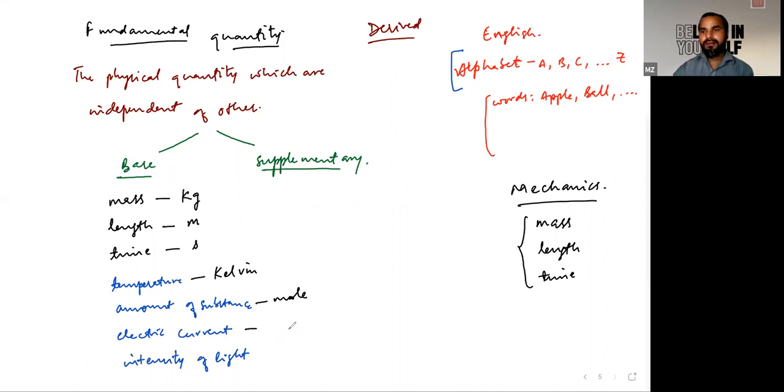No, sir, sorry. Joule. Tell me the unit of electric current. Kezia? Sir, lambda. Ampere. Good. Similarly, intensity of light, candela.